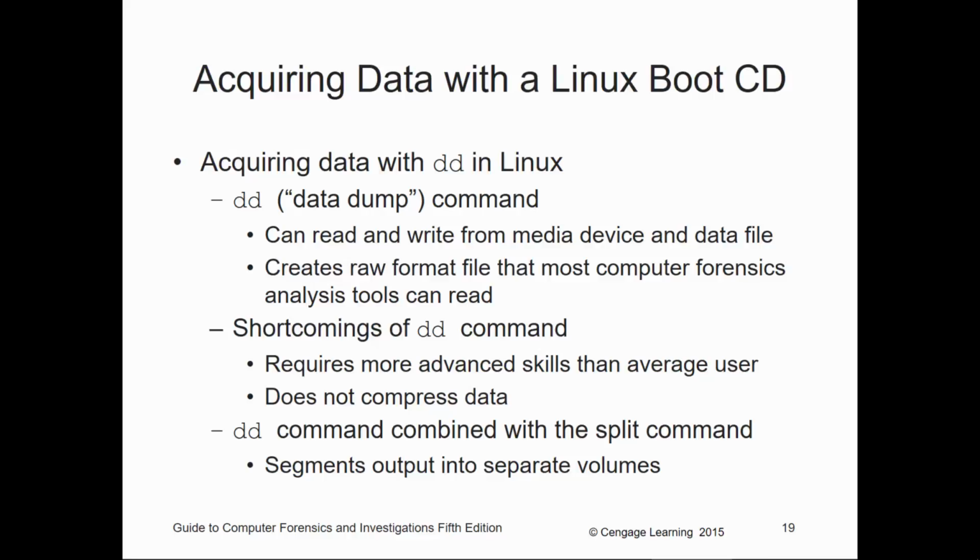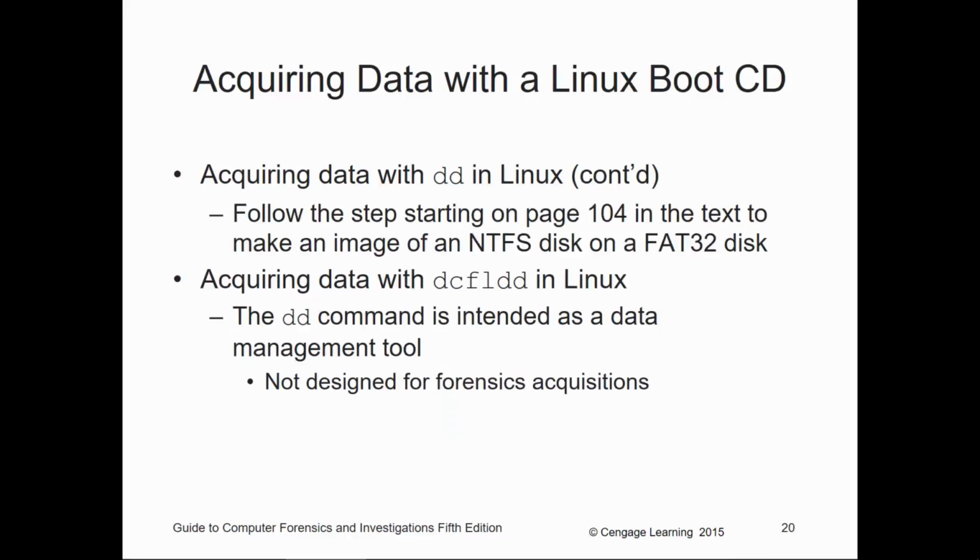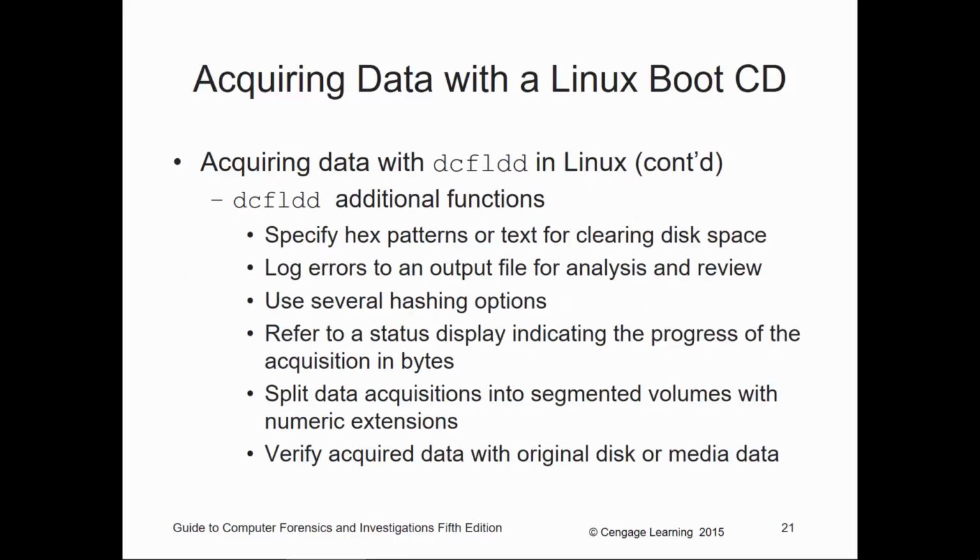If you're following along in our book, on page 104, we can follow the steps using DD to acquire a disk image from an NTFS disk on a FAT32 type disk. Acquiring the data, we have different types of commands, things like dcfldd, so that we can use this as a data management type tool. Though this wasn't really designed for a forensics acquisition, it's still done more often than you'd think.